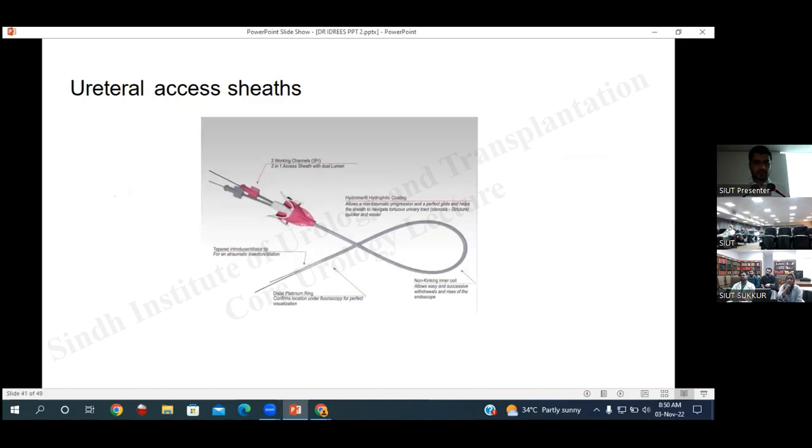This is a ureteral access sheath in which there are 2 working channels, and it has a hydrophilic coating to prevent ureteric injury.